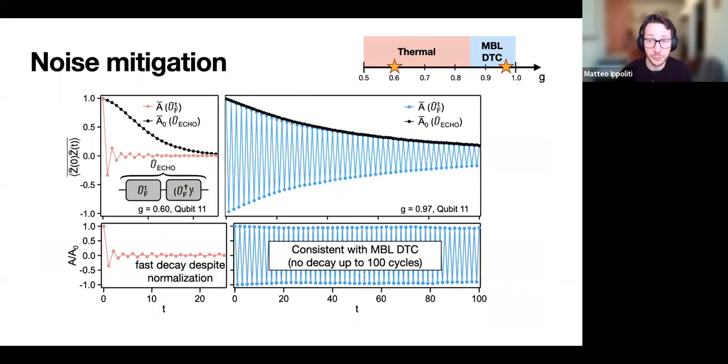And so how this works in practice is shown here, where again, the top panel is the same data that I showed earlier, and the bottom panels are these ratios of A divided by A naught, which, as you can see, depending on where you are in the phase diagram, either decay very quickly towards 0 or maintain this essentially stable amplitude of oscillation for as far as we can measure.